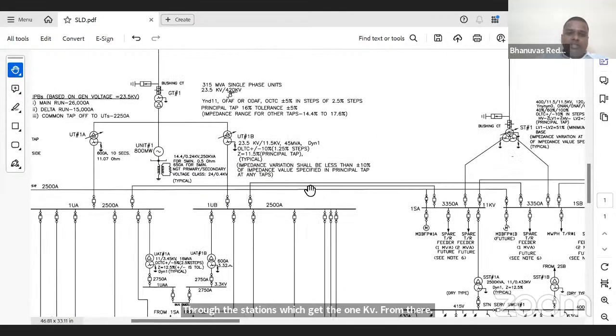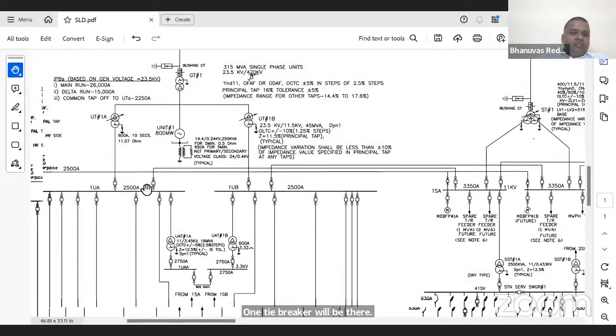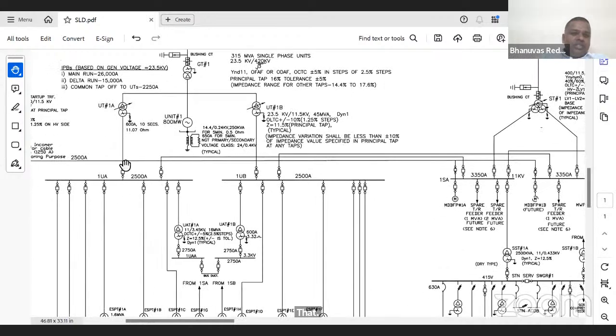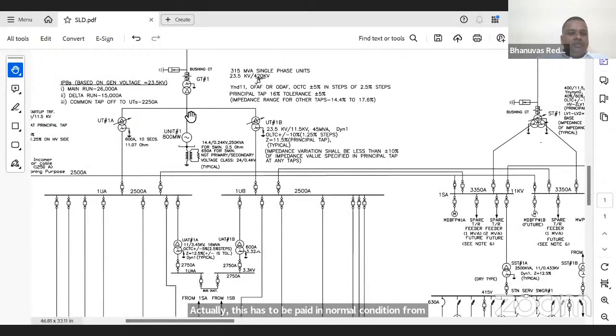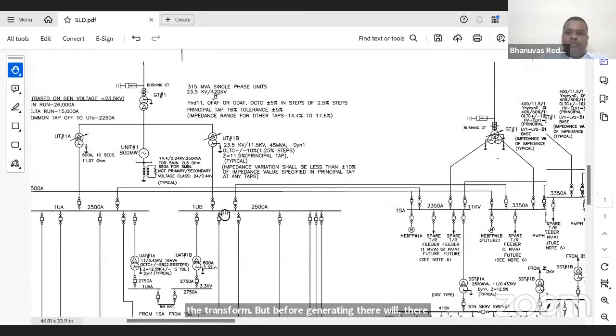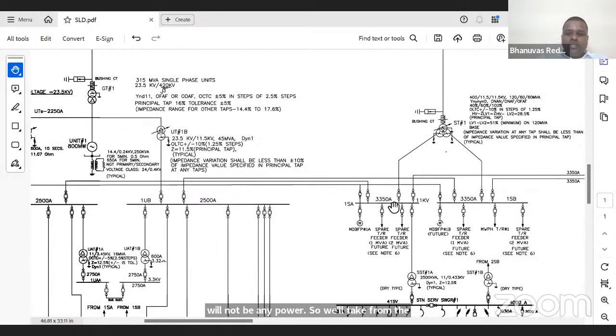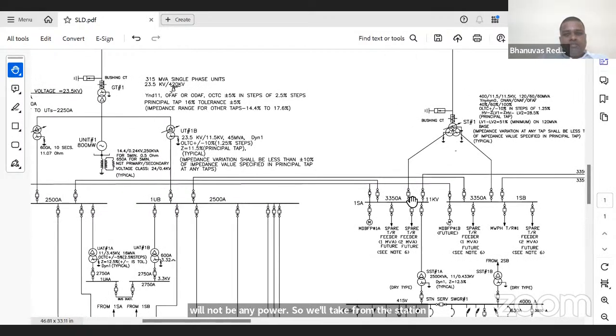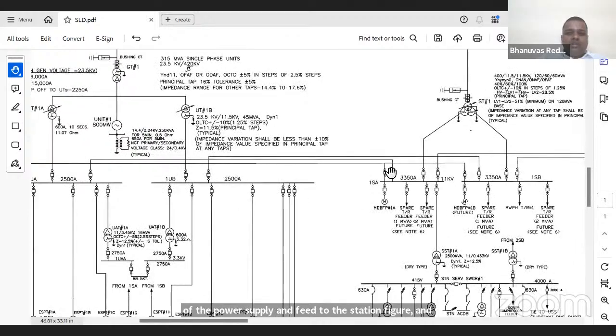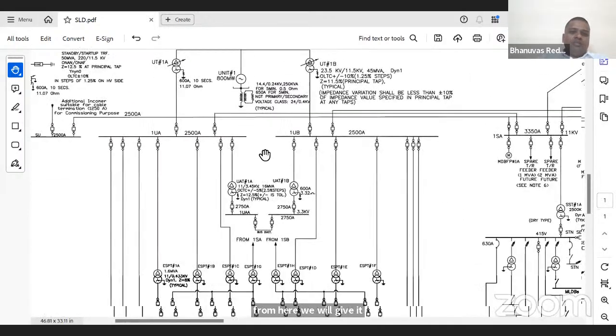This is called the tie bus duct, and this will be fed to the unit switchgear. Actually this has to be fed in normal condition from the unit transformer, but before generating there will not be any power, so we will take the power supply from the station transformer and feed it to the station switchgear, and from here we will give it to the unit boards.